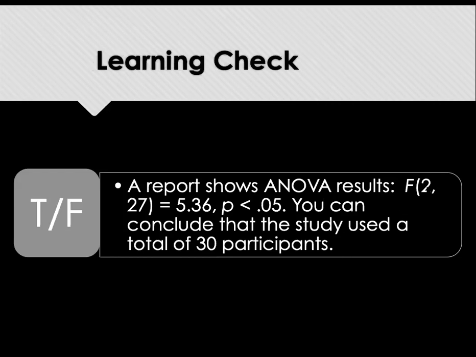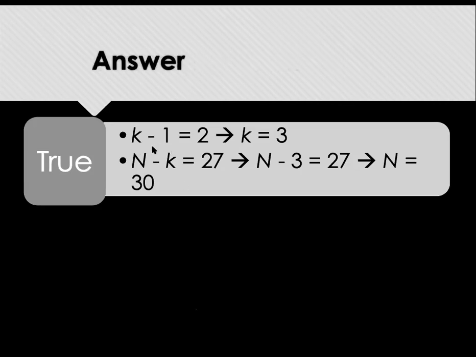Knowing that when you report an F value, you're going to report the degrees of freedom between, comma, the degrees of freedom within, and then working backwards, knowing what those formulas are. The degrees of freedom between formula is K minus 1. The degrees of freedom within formula is N minus K. When we plug in these two numbers we were given, we can figure some things out, including the big N.